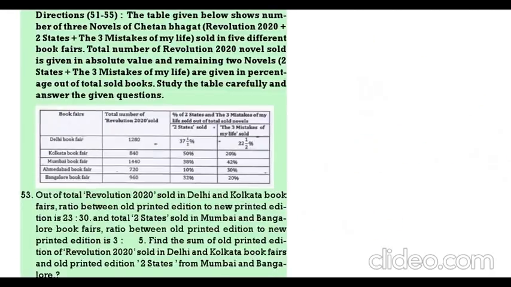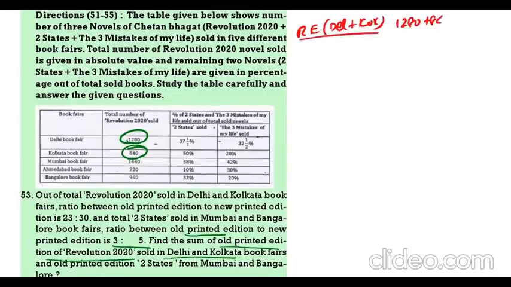See the next question. Out of total Revolution sold in Delhi and Kolkata book fair, the ratio between old printed and new printed is 23:30, and total 2 States sold in Mumbai and Bangalore, old to new is 3:5. Find old of Revolution 2020 sold in Delhi and Kolkata. Now Delhi plus Kolkata, Revolution, that is 1280 plus 840. That is how much?